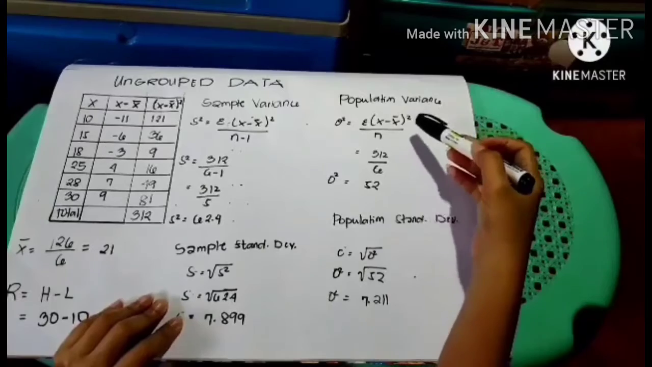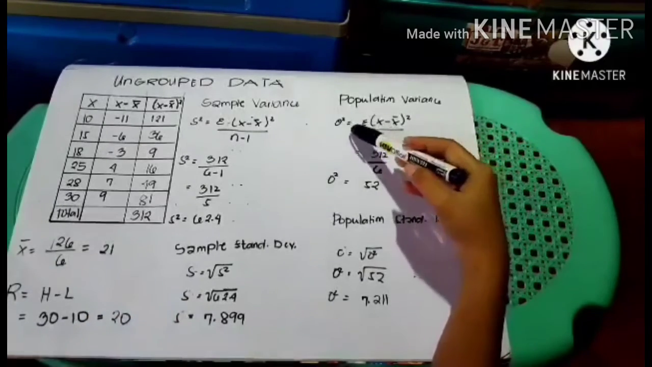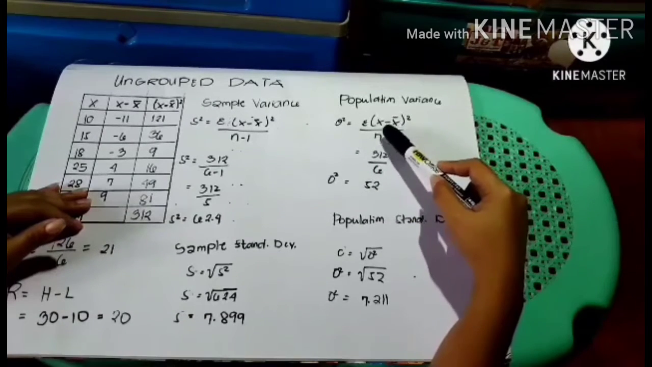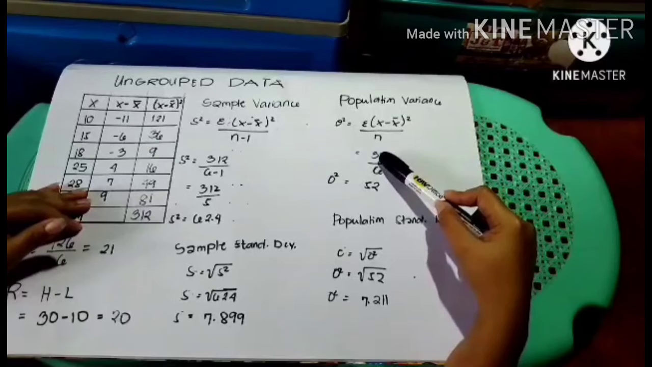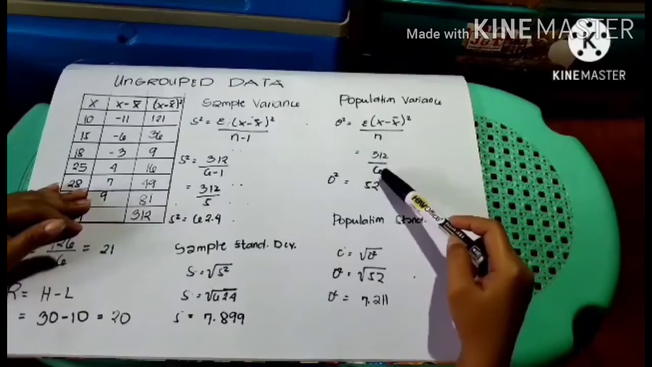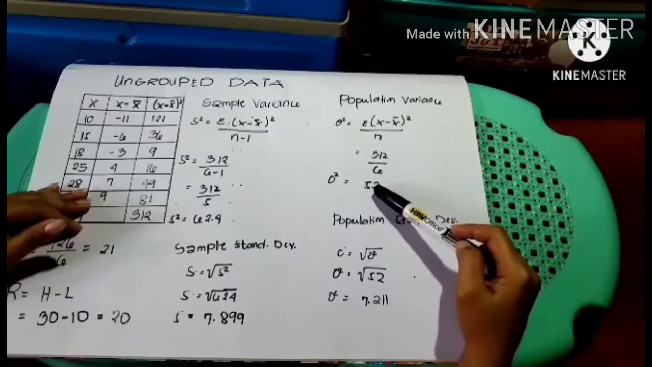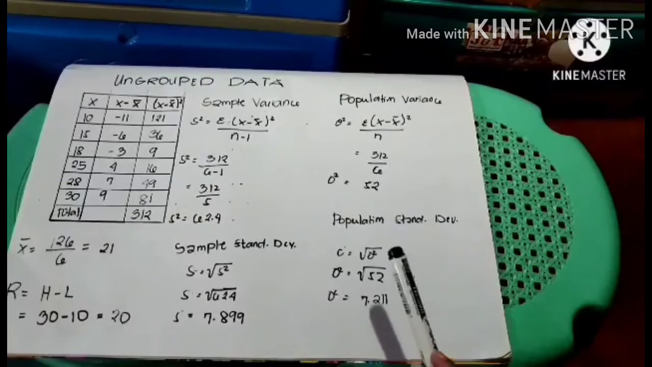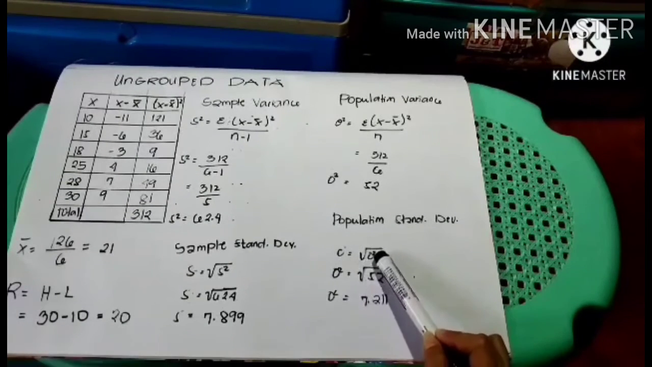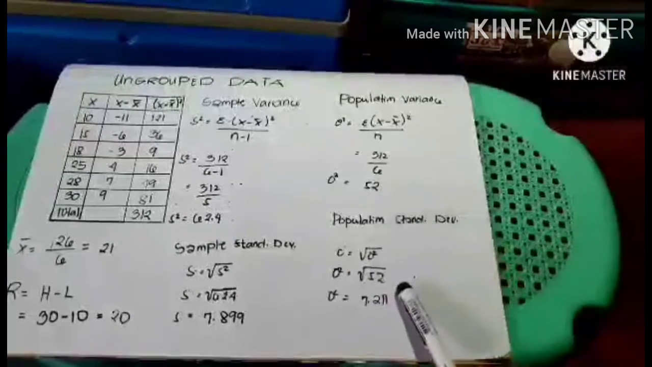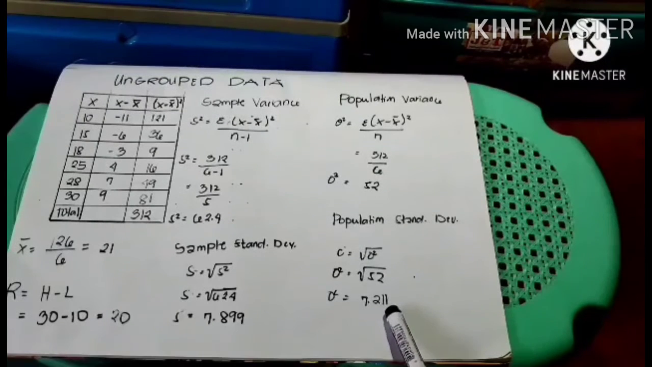And for the population variance, the formula is sigma squared is equal to the summation of X minus X bar squared over N. Our summation is 312, and our N is 6. So 312 divided by 6 is 52. So the population variance is 52. For the population standard deviation, the formula is sigma is equal to the square root of sigma squared. The square root of 52 is 7.211. So this is the population standard deviation.